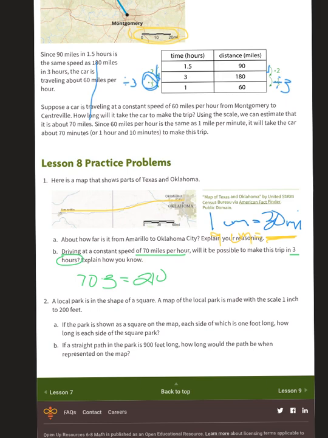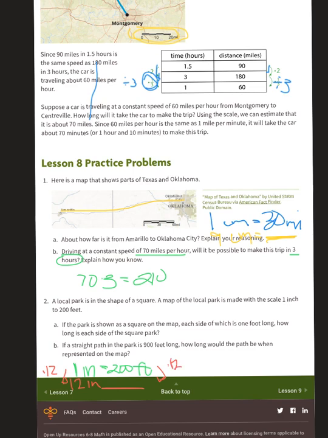And number 2, a local park is in the shape of a square. A map of the local park is made with a scale of 1 inch equals 200 feet. Letter A, if the park is shown as a square on the map, each side of which is 1 foot long, how long is each side of the square of the park? So, think in your minds, how many inches does it take to make a foot? Well, it takes 12 inches to make a foot. So once again, we go 1 times 12 to get 12. So to get this number, we're going to go 200 times 12. And that will be your answer to the first part.